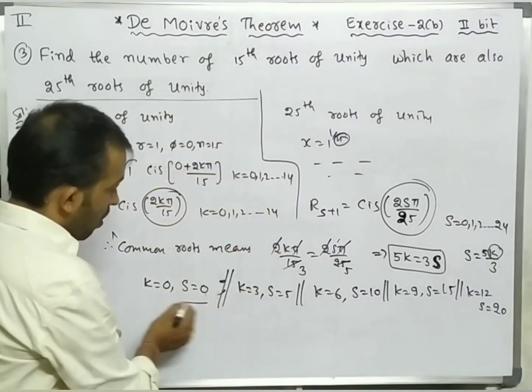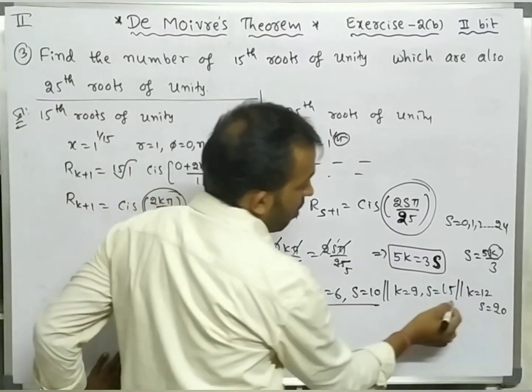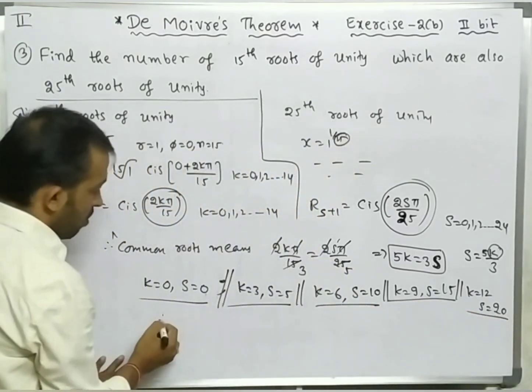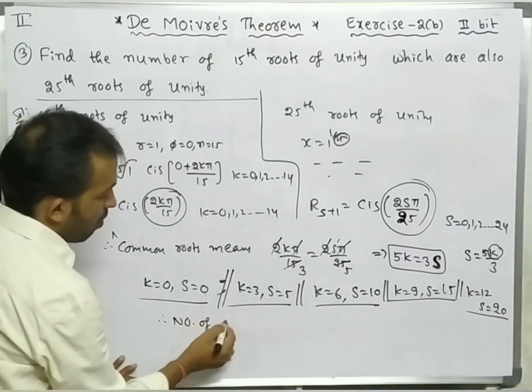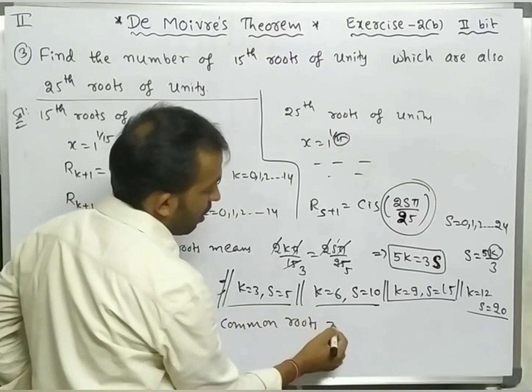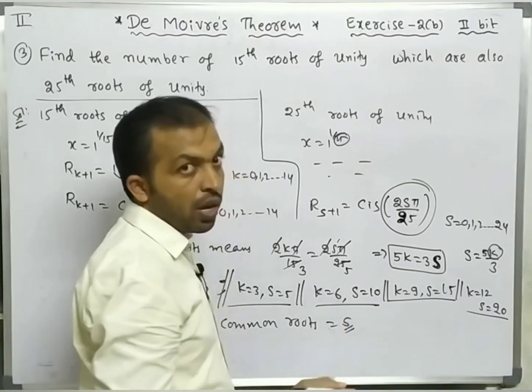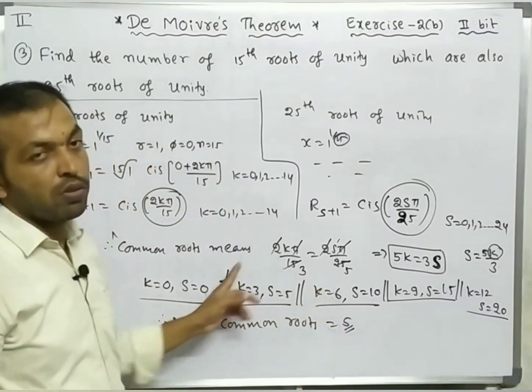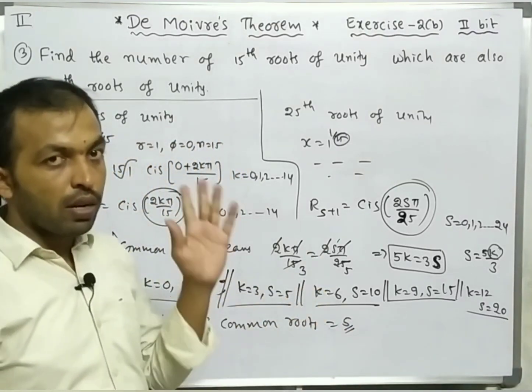Therefore 1, 2, 3, 4, 5. Therefore the number of common roots. How many common roots are there? 5. What are they? Substitute, you will get them. Okay, that is the answer.